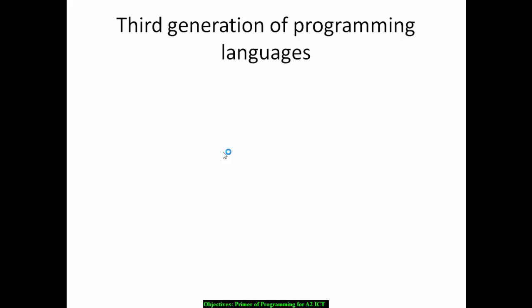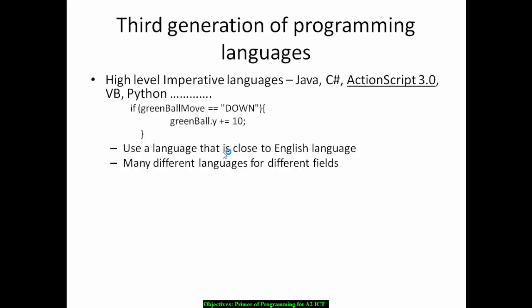People in many different fields developed their own higher level language, which is close to English. Easy for people to understand. That is the third generation. For example, Java, C#, ActionScript, VB, Python, and so on. Many languages. Fortran. This is one example.